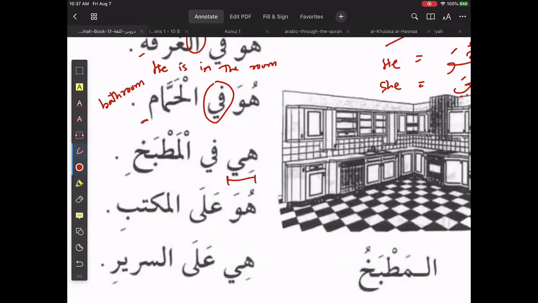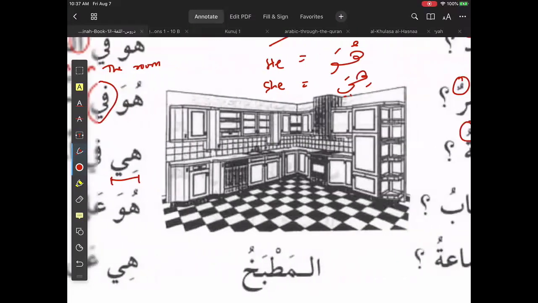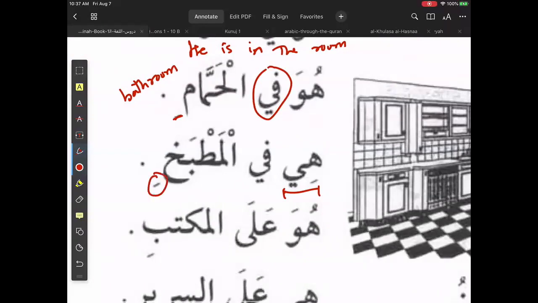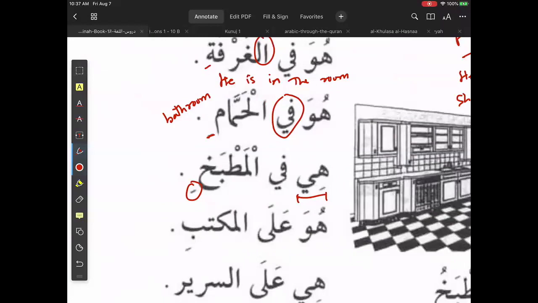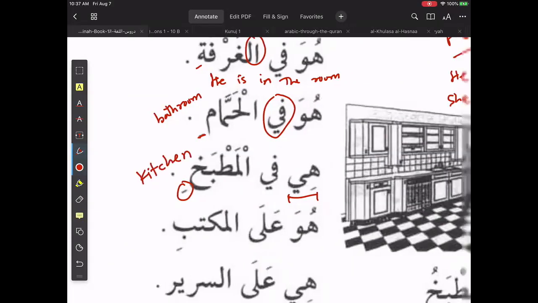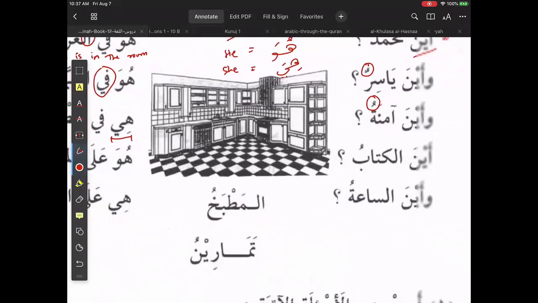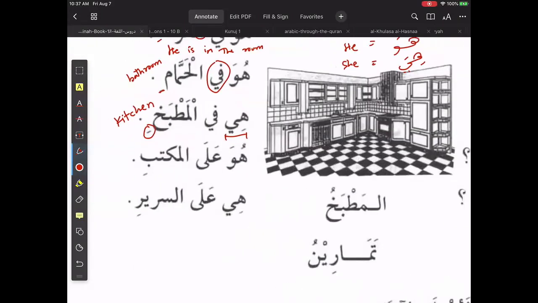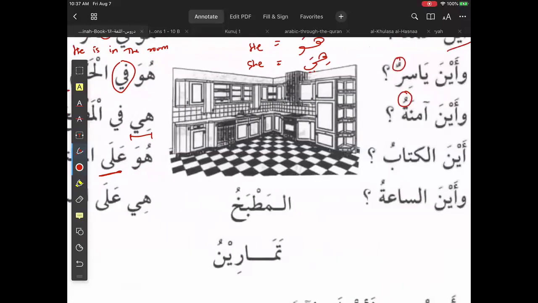Here fil matbakhi. It's as if all the women have to be in the kitchen all the time. Subhanallah, right? 21st century, the book fails, disappoints. Matbakh is kitchen. Wa aina al-kitabu, and where is the book? Ala al-maktabi. Ala al-maktabi is what? On the desk, right? These are easy.